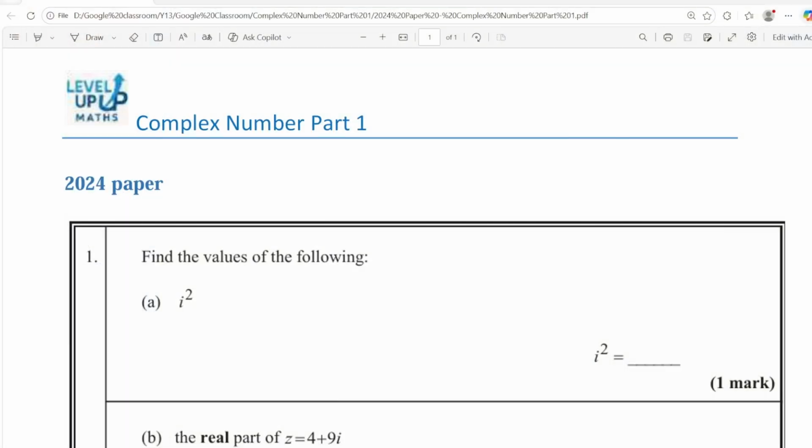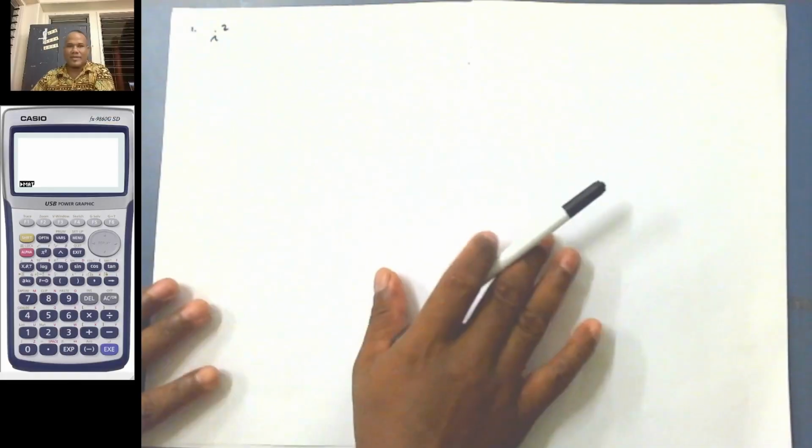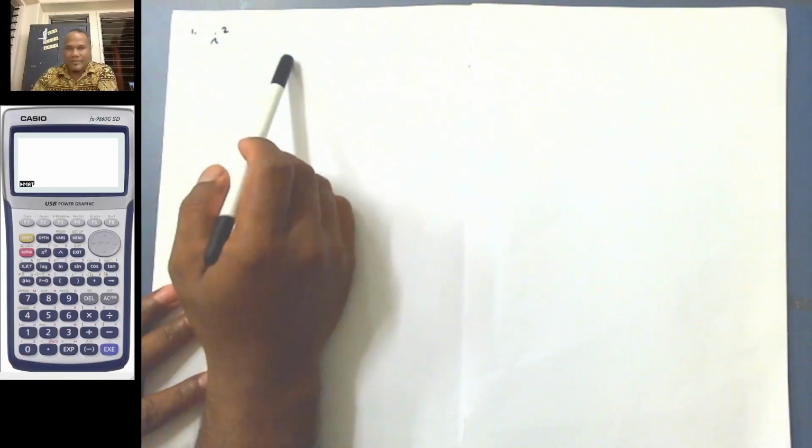We'll start off with the 2024 paper, and question number 1 says, find the value of the following: i squared. Okay, let's look at what is i squared. Now, before we answer i squared, let's look at some information or some ideas around this concept.